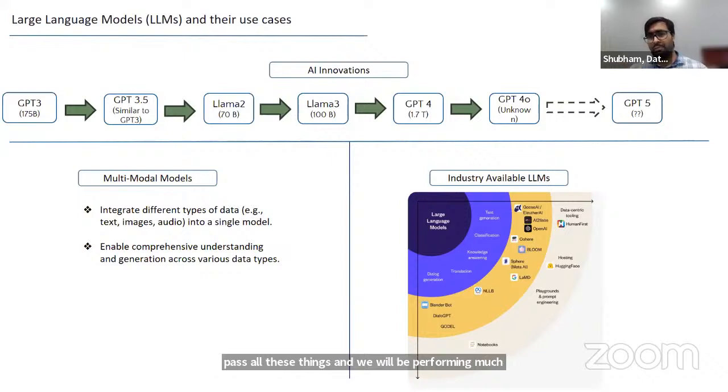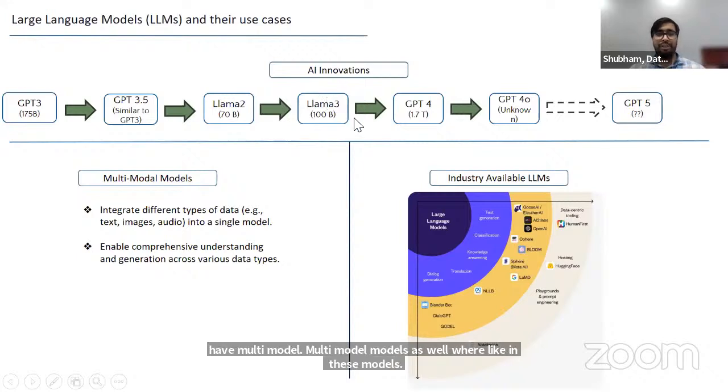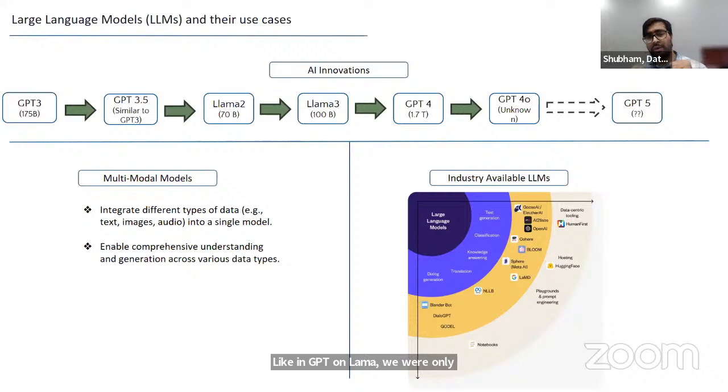We'll have more ability to take decisions. Then we have multimodal models as well, where in models like GPT or Llama, we were only able to input the text, but in multimodal models like Gemini, we were able to input text, images, audios, these kinds of inputs, and a single model was performing all these tasks. So basically, things are becoming more and more complex as the research is going on in this field.